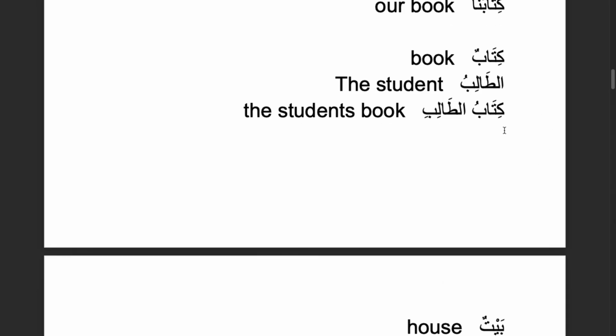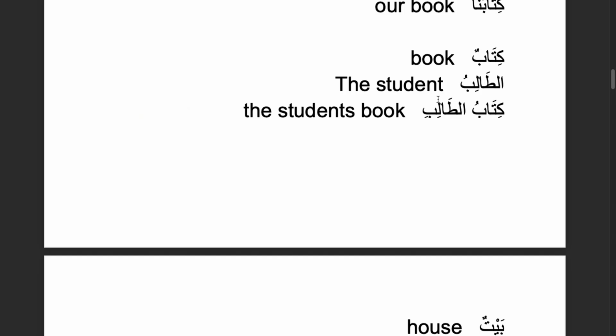Okay. If we wanted to say the student's book, we say كتاب الطالب. So you're associating the book to the student. كتاب now loses the tanween and it becomes كتاب.